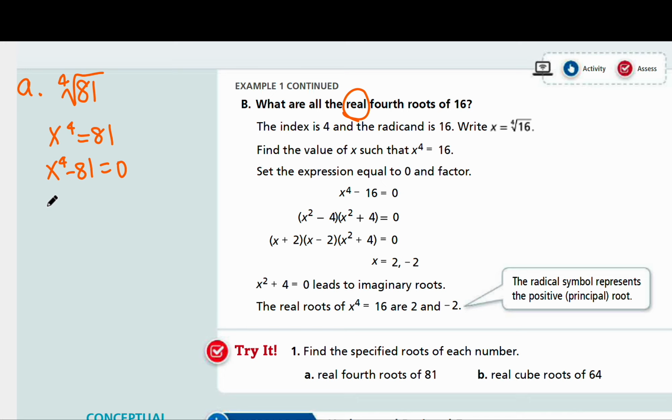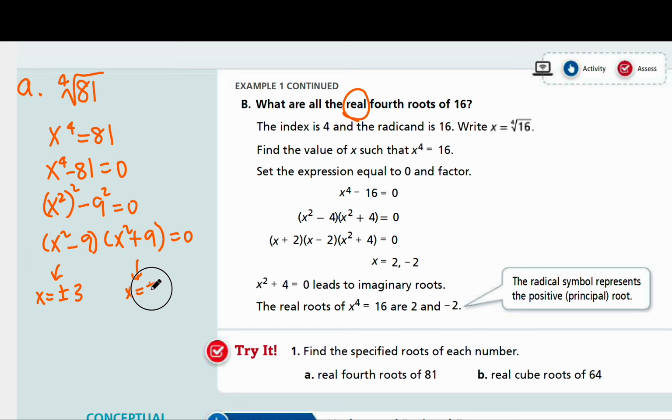You can rewrite this as x squared squared minus 9 squared, and now we have a difference of squares. You can factor it easily using these squares. Then you'll see that one factor gives you plus or minus the square root of 9, which is plus or minus 3, and the other gives you plus or minus 3i. And so the real roots are just plus or minus 3.